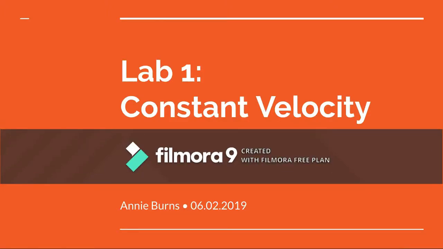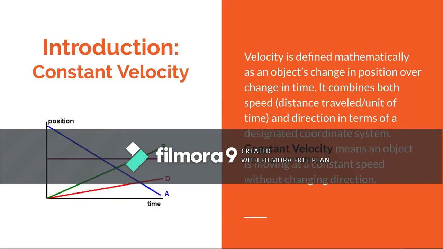In this lab, the motion of an object was captured on video and used to demonstrate constant velocity. Constant velocity is when an object's speed remains constant and the direction is unchanging. In the graph on this slide, all of these time versus position lines demonstrate constant velocity because the slope is unchanging.